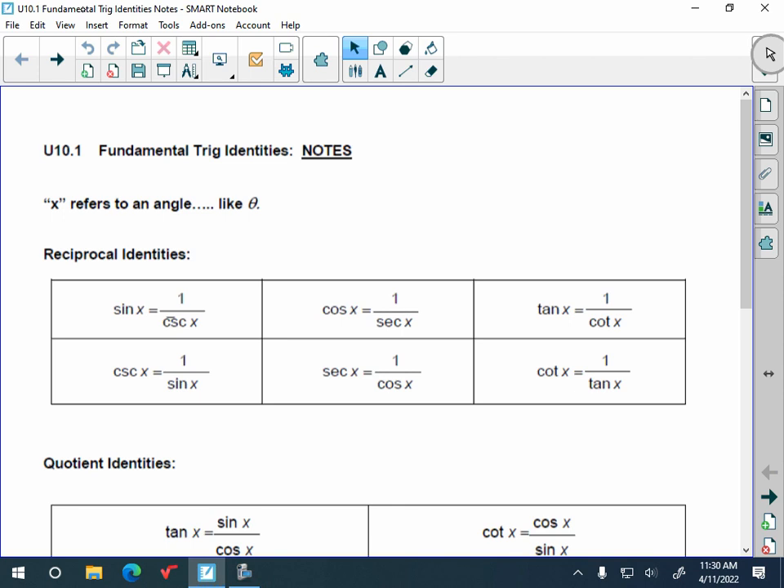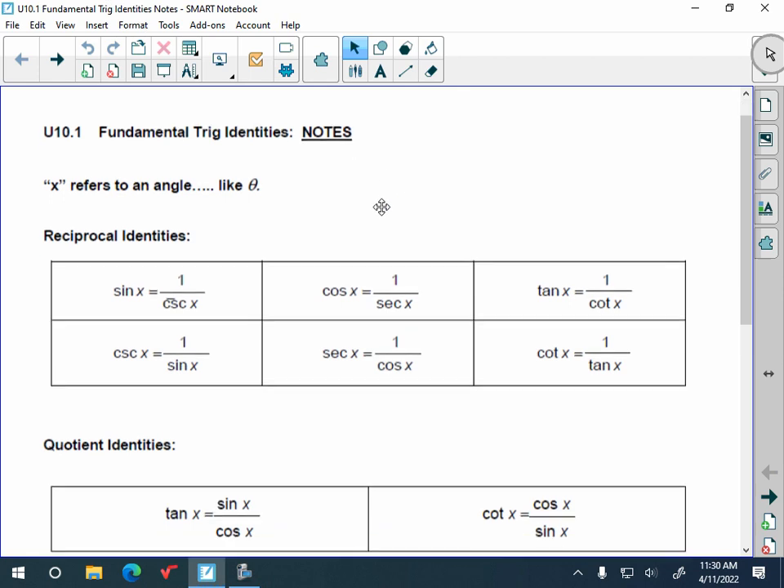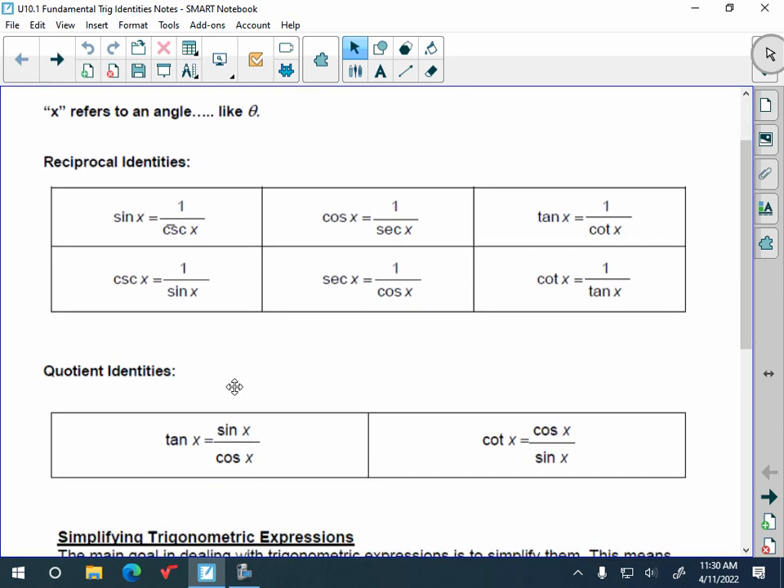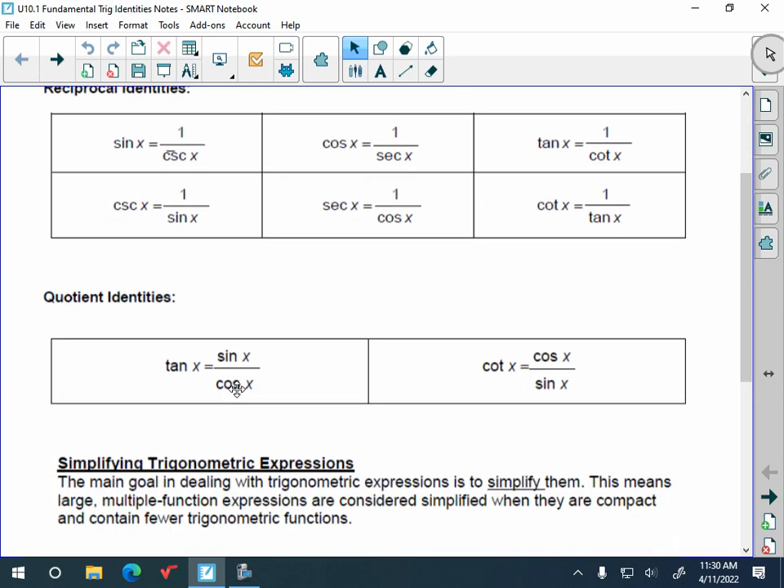All right, then we have 2 quotient identities. Tangent from the reciprocals is 1 over cotangent, and cotangent is 1 over tangent, but tangent and cotangent can also be written in a different way. So tangent is also sine divided by cosine. This comes from the unit circle. If you remember, the tangent is the y-coordinate divided by the x-coordinate. And the y-coordinate was the sine, and the x-coordinate was the cosine. And so if you do y over x, that's the same thing as saying sine over cosine.